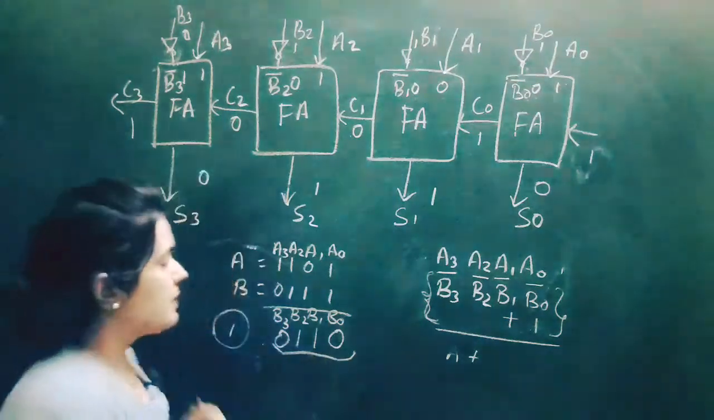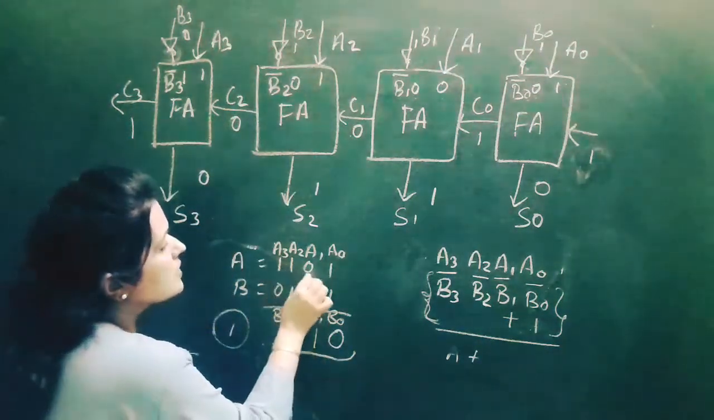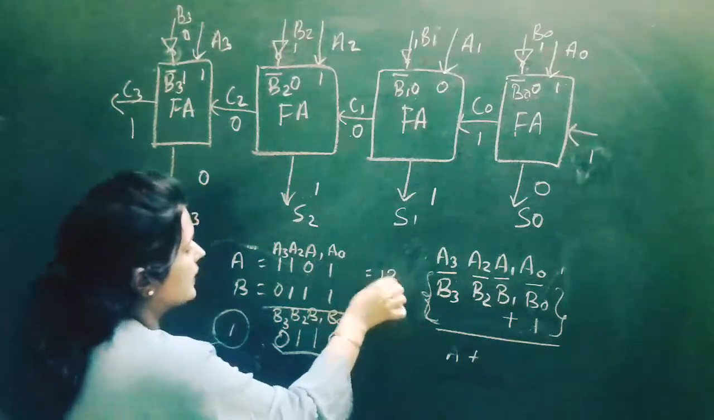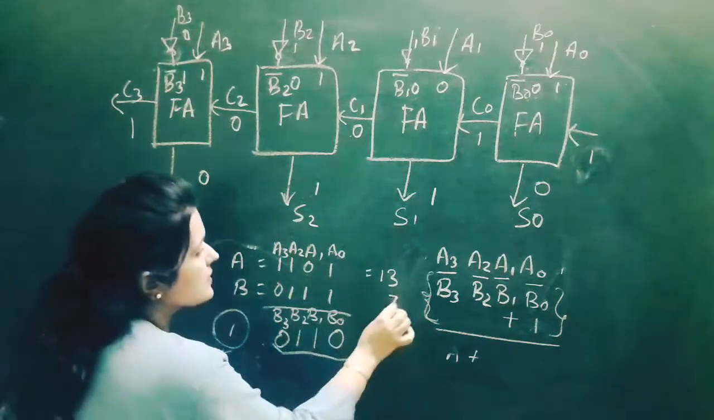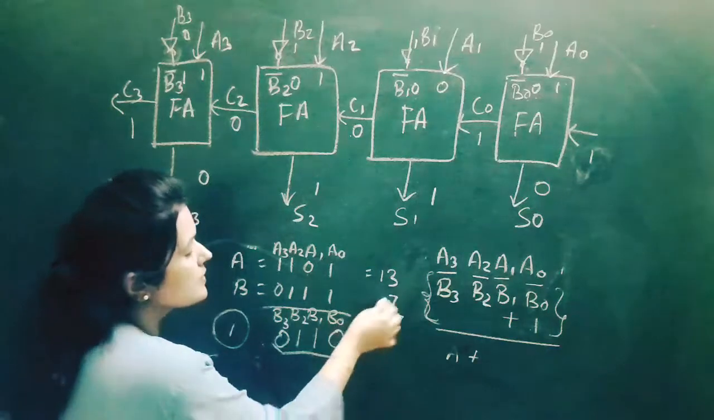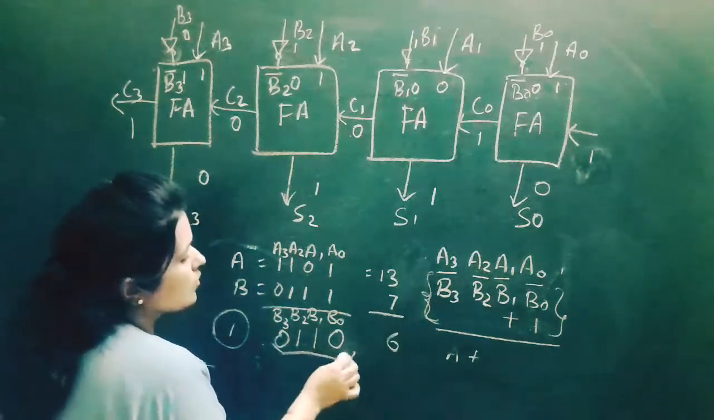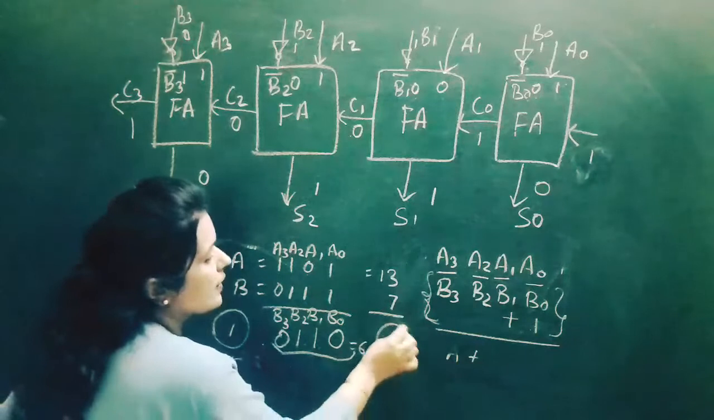Now we can verify this by converting into decimal. So 1 1 0 1 is equal to 13. 0 1 1 1 is equal to 7. 13 minus 7 is equal to 6. So 0 1 1 0 is equal to 6. So this is the correct answer.